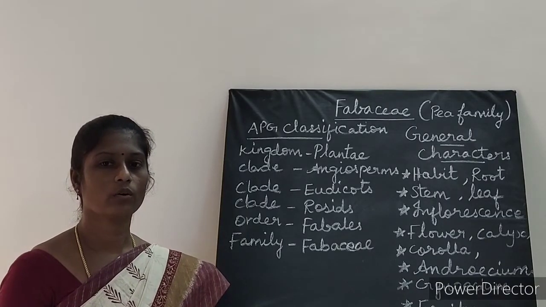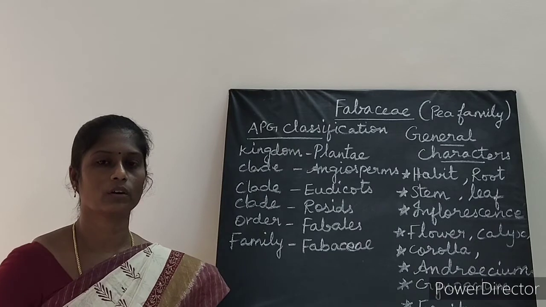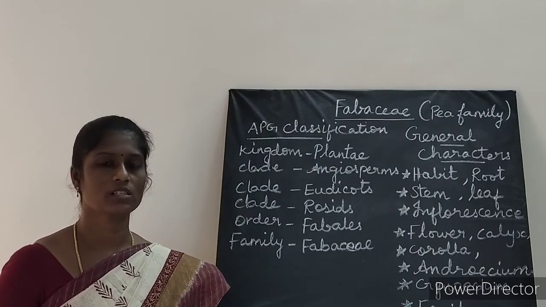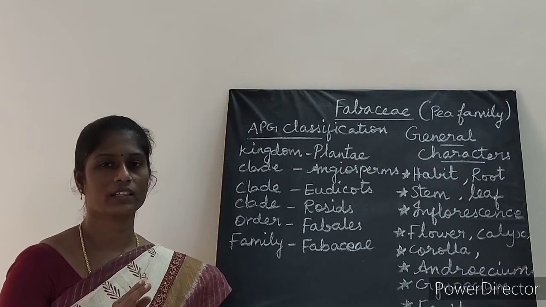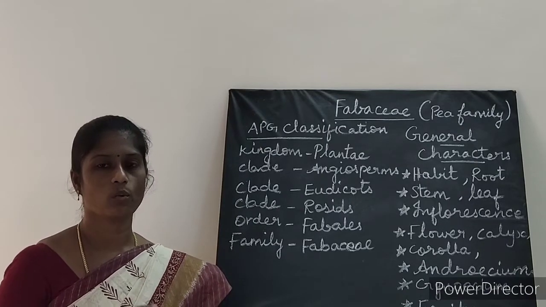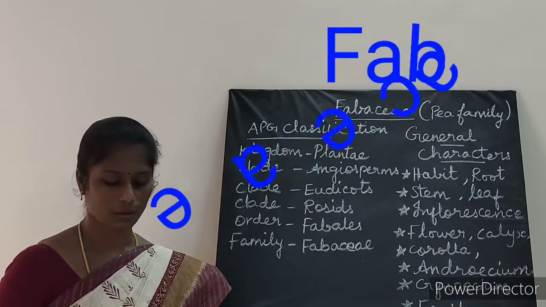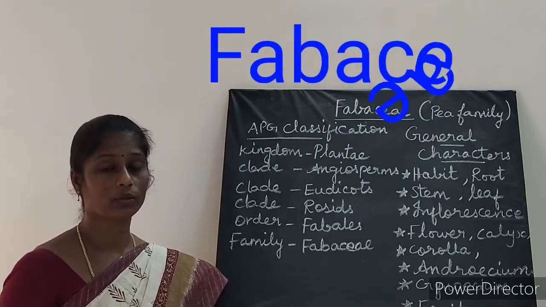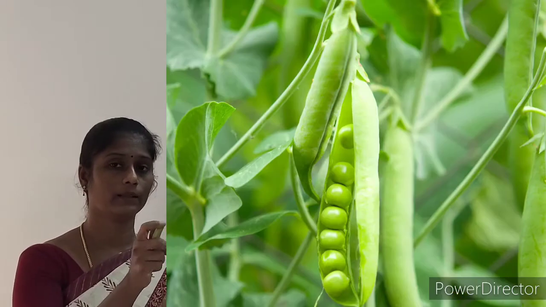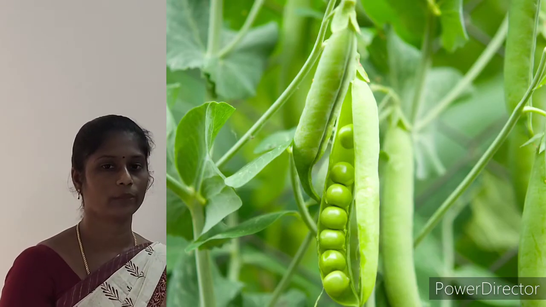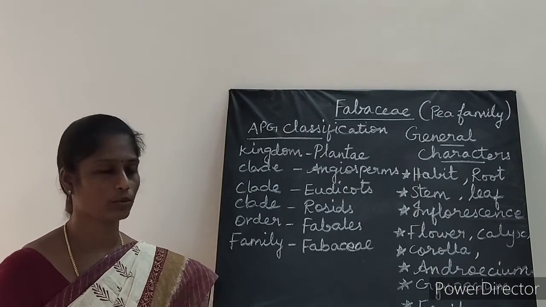Students, now we are going to begin with a new topic called families of angiosperms. In this, there are two families selected under dicot families. One is Fabaceae, another one is called Solanaceae. Fabaceae is the pea family, that is Pattani kudumam. Okay, now let us begin with the systematic position.